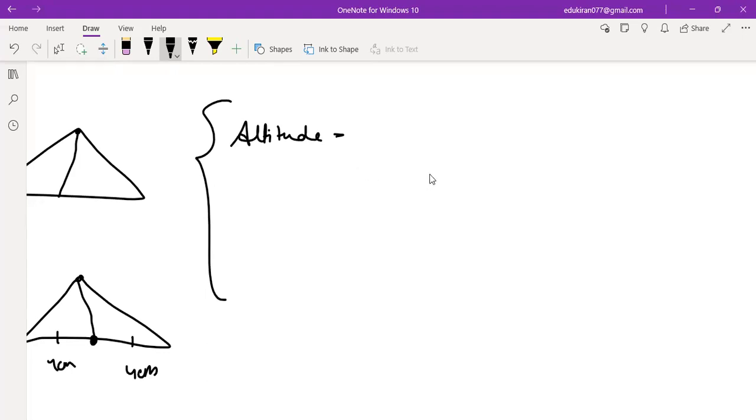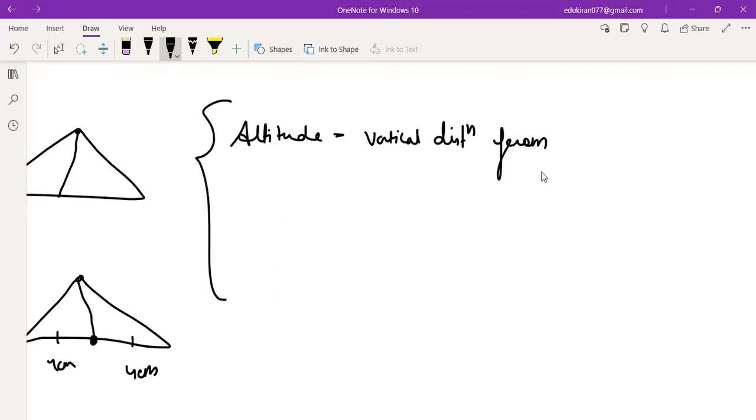Altitude is basically a vertical distance from any point on the triangle. Clear?